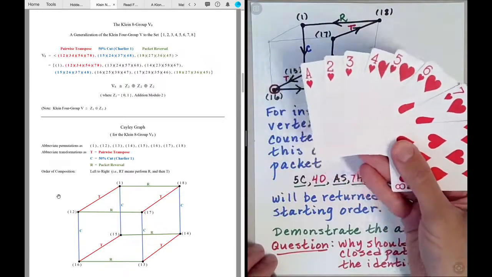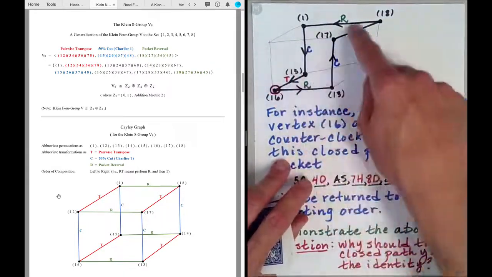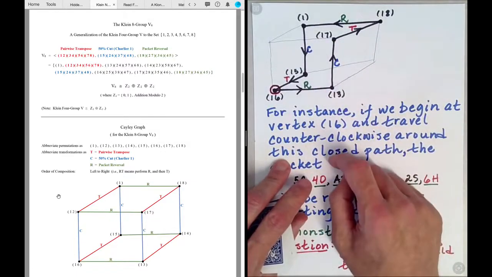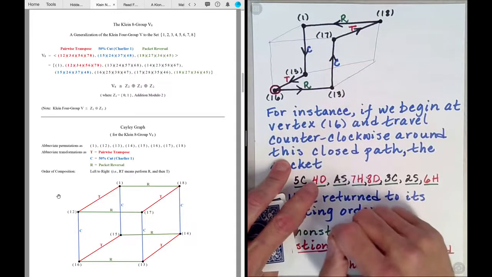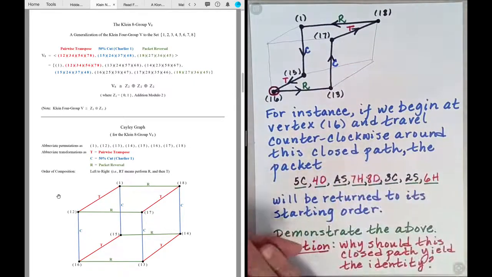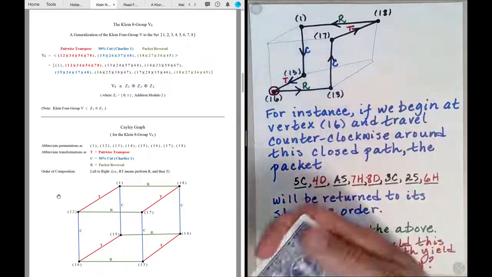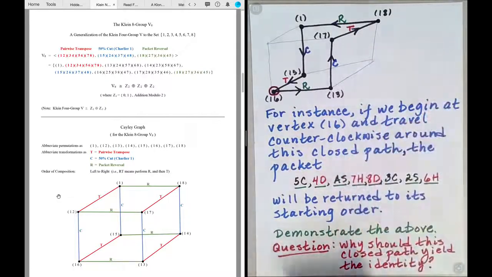Okay, so that will work for any closed path that you choose to travel, as long as you finish where you started. And it won't matter if you go clockwise or counterclockwise. It will always be identical to the identity. That's another way to think about it.